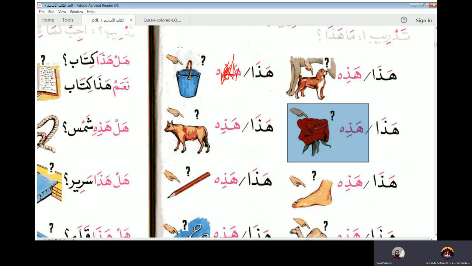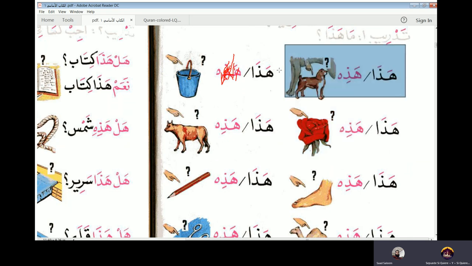Hada jarwun. Yes, this is a puppy. Hada jarwun. This is a puppy. The bucket is hada dalwun. This is a bucket.